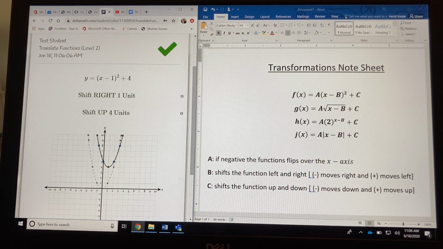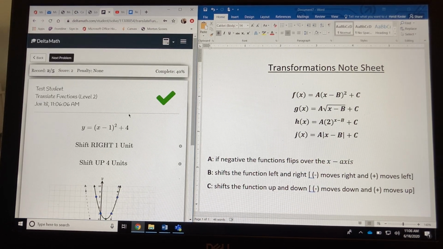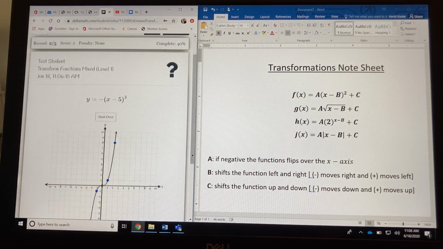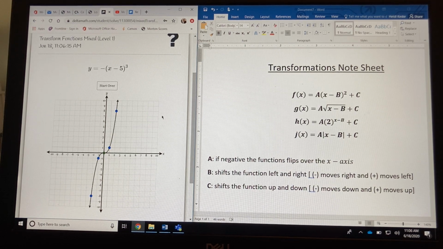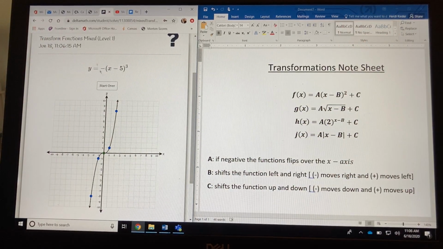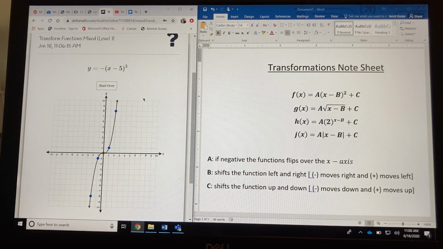And there you have it, shifted right 1, up 4. Now let's look at the mixed level. So this is where the reflection is going to come in. That negative sign in the front reflects it, so it's going to flip. So you want to do the flip first and then the moving.